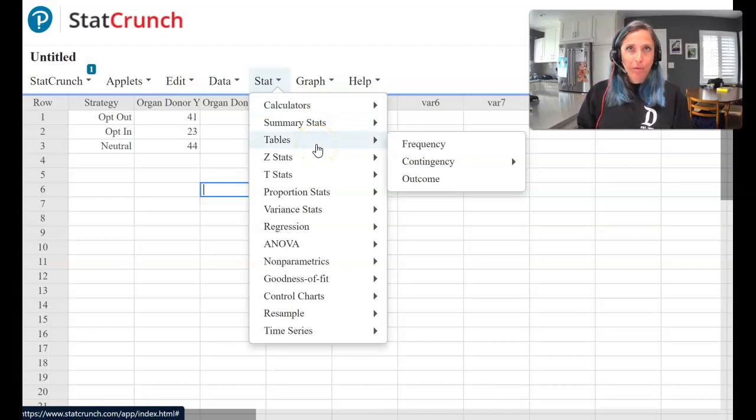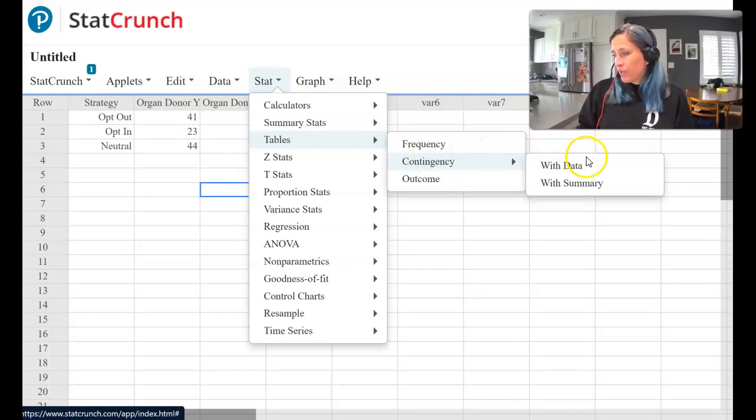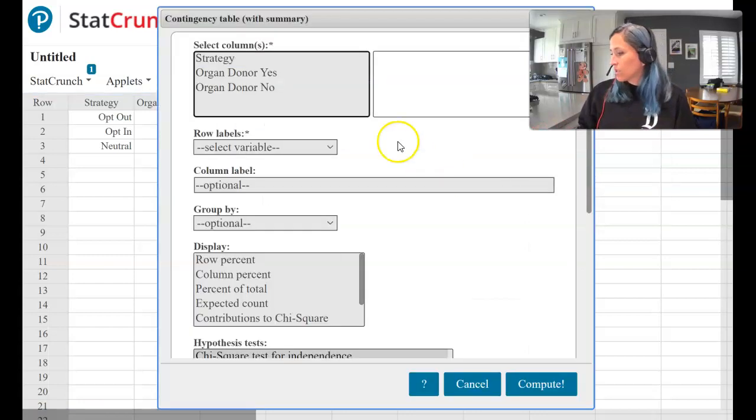In fact, you were probably seeing this as one of the options as we did contingency tables earlier and just never really thought about it. So our two-way table is a contingency table. Like I said, we're in a weird land where we're doing this with summary data as opposed to having some raw data. So we'll do with summary.